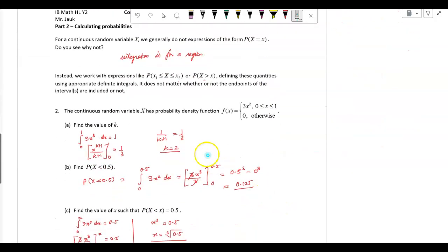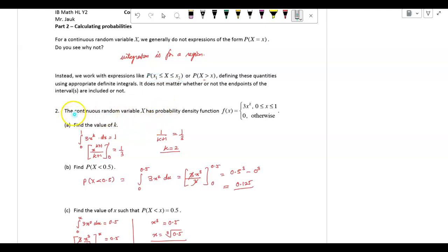Calculating probabilities. For a continuous random variable x, we generally do not have an expression of the form P(x equals a value). The integration is over a region; it cannot be for a particular point. So you always have to find the probability that it lies between two values.